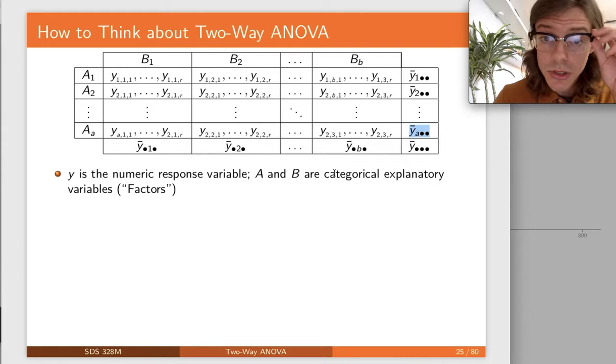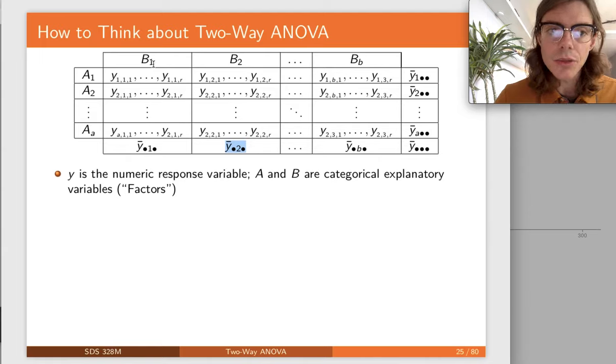What if you want to know the average recovery rate for just older people? Well, that's this one. Just average everybody in this column. What about for middle-aged people? Average everybody in this column, the average of the second column. How about for young people? Average the column. So these are just averages.